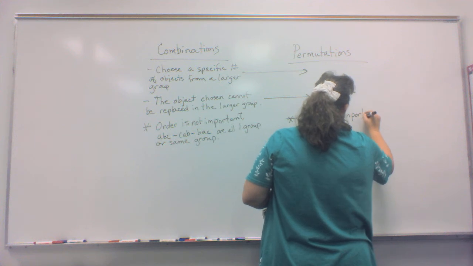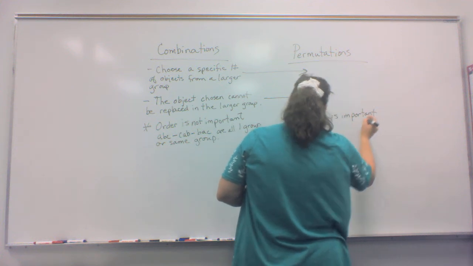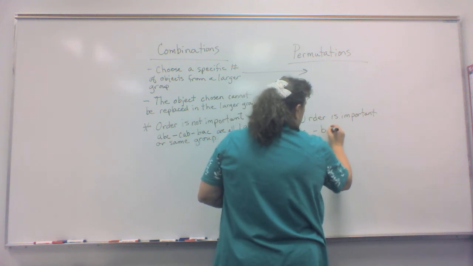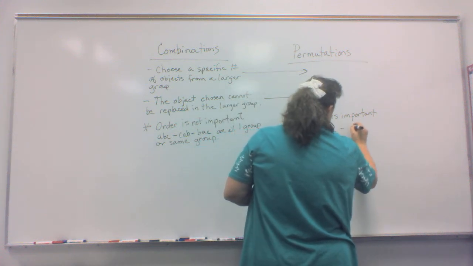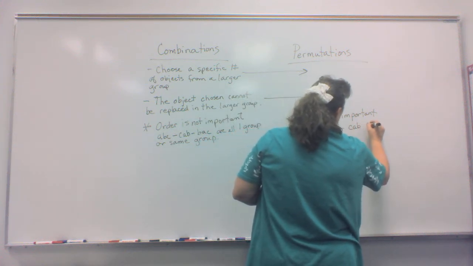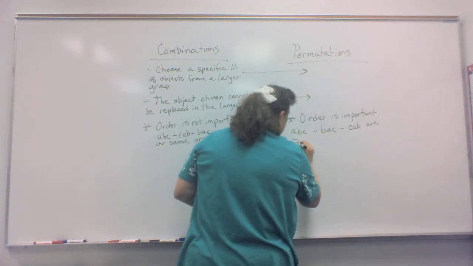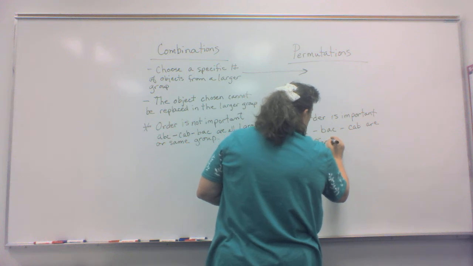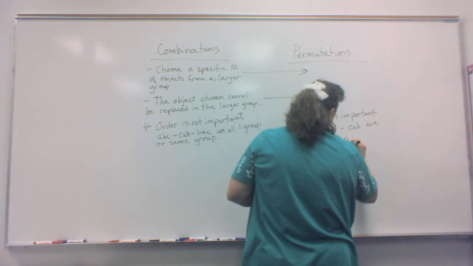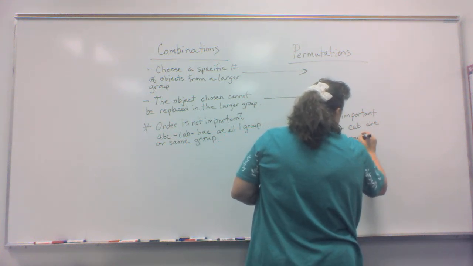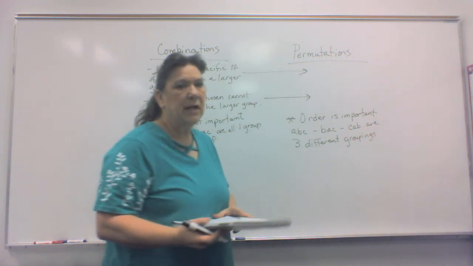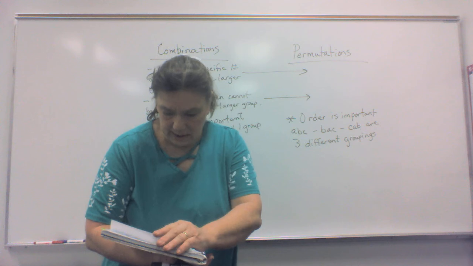And what that means is this: ABC, BAC, CAB are three different groupings. So these are the characteristics of permutations and combinations.